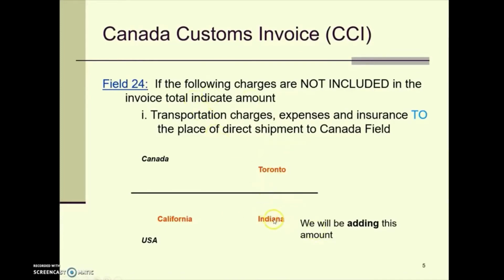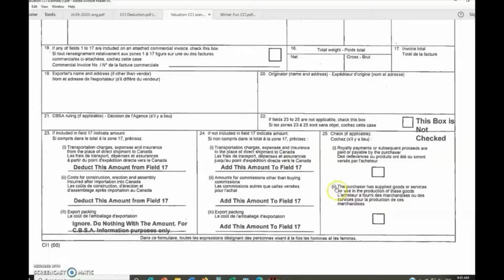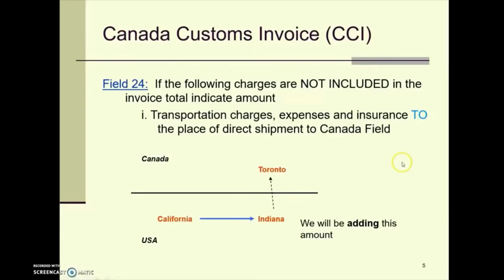So we have a shipment from Indiana to Toronto. The freight cost to get it from Indiana to Toronto across the Canadian border is international freight. But if there's an amount to get it from California to Indiana, this is the place of direct shipment. If that amount is not included in this price, they have to put it in field 24I, and we add it to field 17 because the duty must be paid on it. So we will be adding this amount. It's the amount of the freight charge to get it from California to Indiana.